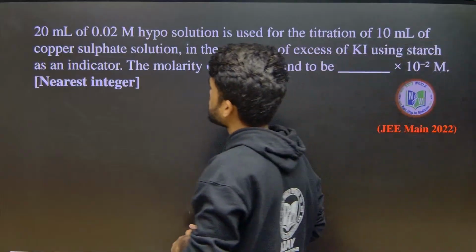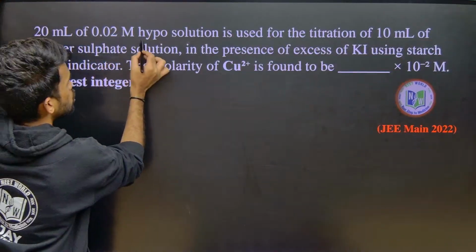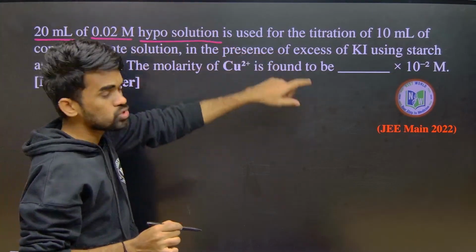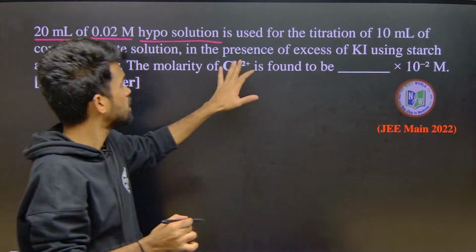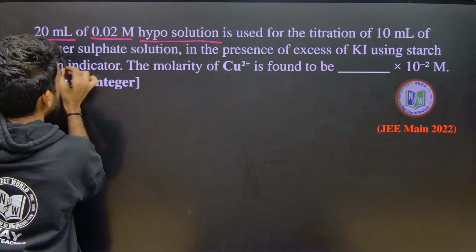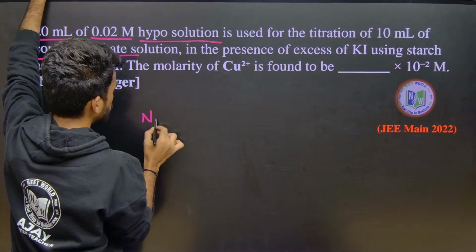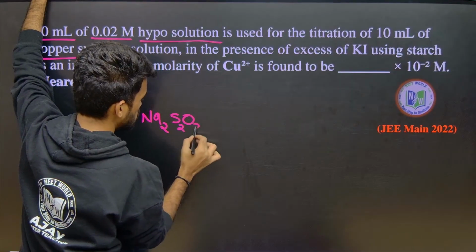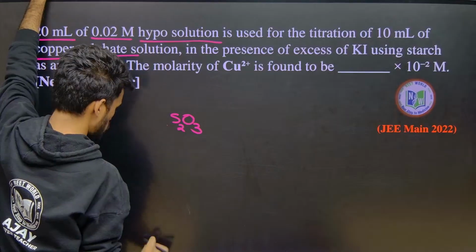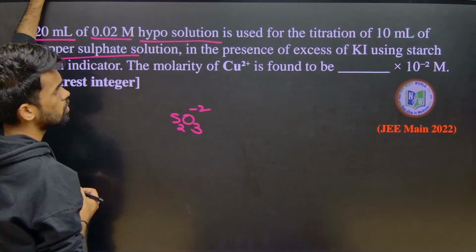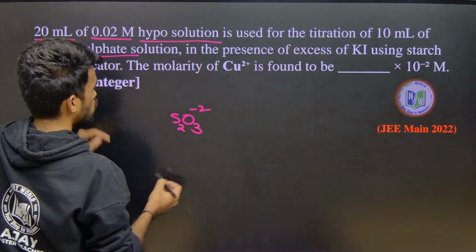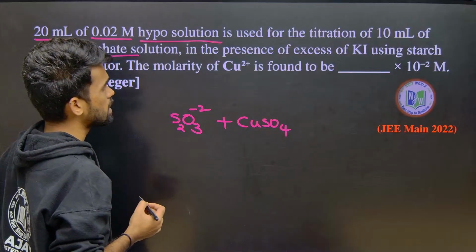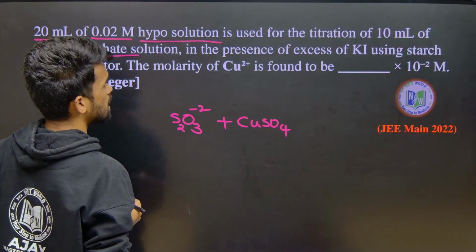Here we have a hypo solution of concentration 0.02 molar and volume 20 ml, used for titration of 10 ml of copper sulfate solution. So Na2S2O3, or simply you can take S2O3 2 minus. This is the hypo used for titration of 10 ml of copper sulfate, in presence of excess of KI, using starch as an indicator.